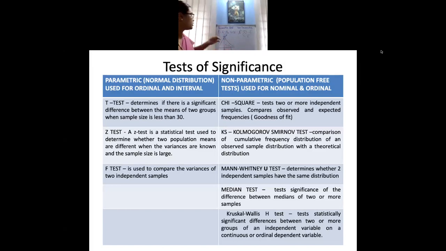So what is the formula? You have x bar, that is the mean of your sample, minus the mean of your population, divided by either the standard deviation of your population or the standard deviation of your sample. This divided by root n. Now this is mainly used where your sample is less than 30. So what we do is we keep taking the means.